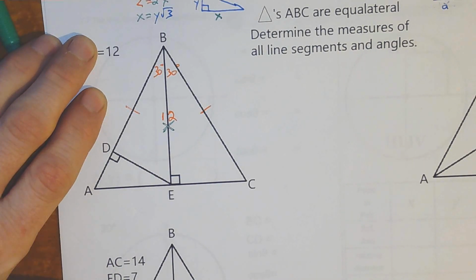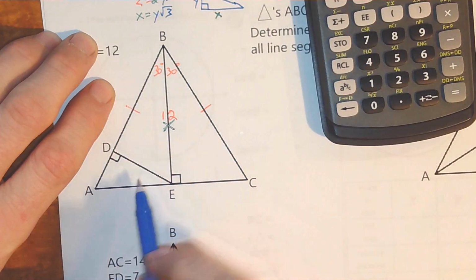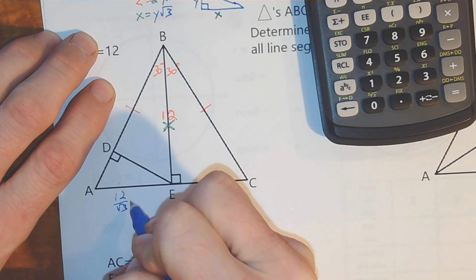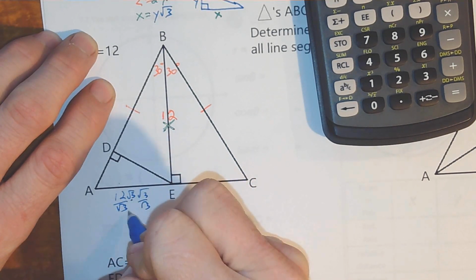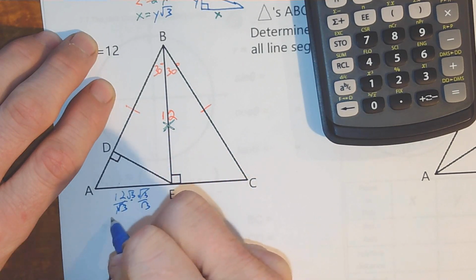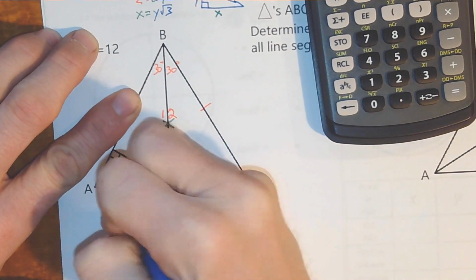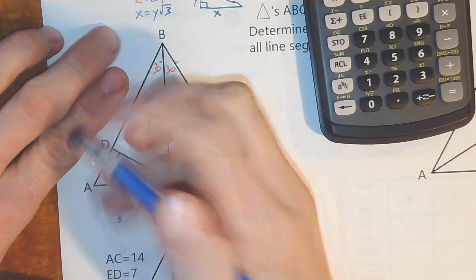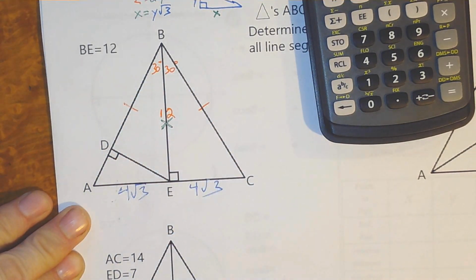So each one of these lengths is going to be 12 divided by the square root of 3. Multiply each one of those by the square root of 3: 12 square root of 3 over 3. Okay, so that's what that looks like now. So that's going to be 4 square root of 3. Each one of these lengths is going to be 4 square root of 3.